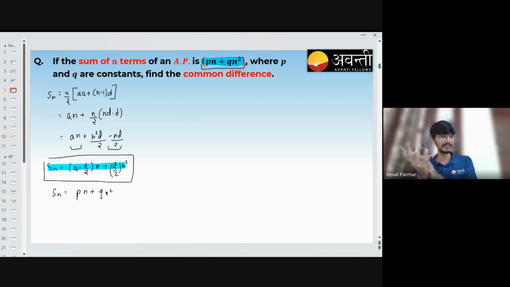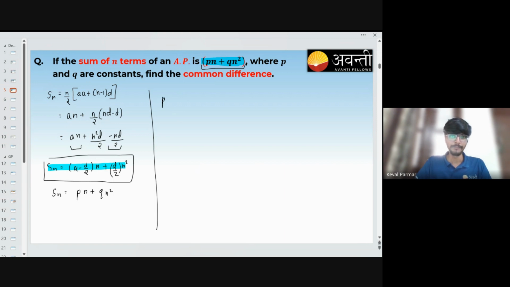So if you can remember, I would suggest you should remember this formula of Sn in terms of n and n square, or if you do not remember, it's just a 5 to 7 seconds derivation. You can derive it on the spot. So let us compare. If we compare, guys, I'll get P is equals to A minus D by 2 and Q is equals to D by 2.